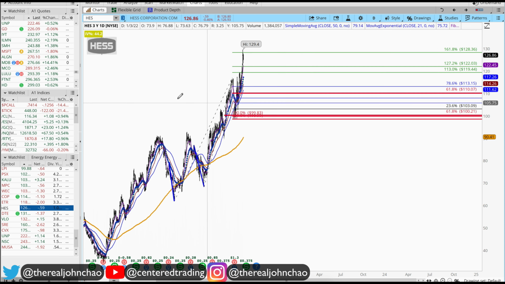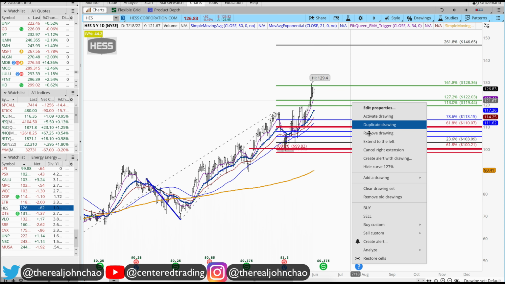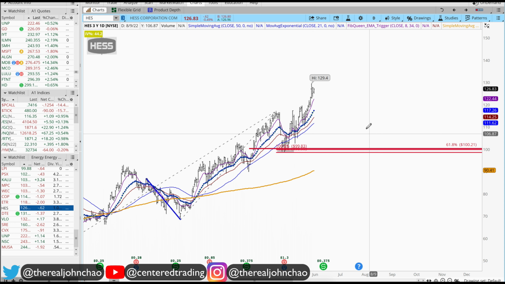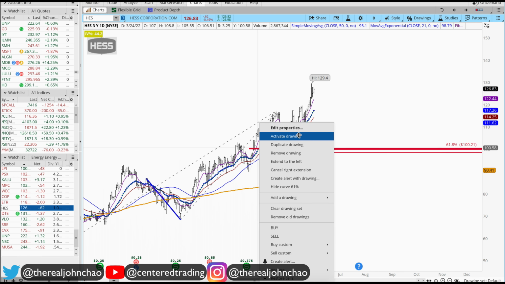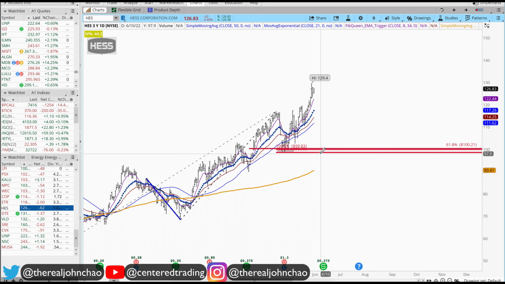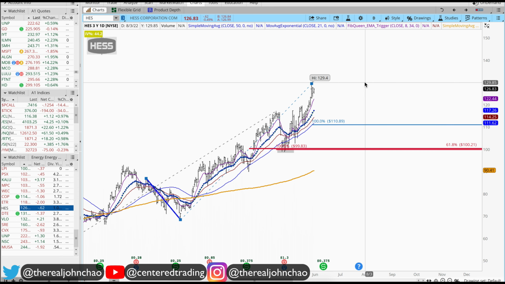Taking a quick look at HES. This is already at profit extensions as well, so you gotta wait for the next pullback. What we're going to do with a chart like this, going to remove some of these fib retracement calculations. And what are we going to do? We're going to redrag some of these lines. For example, if I were to redrag some of these symmetry supports, activate the drawing, and I'm going to reproject it to this new recent high.